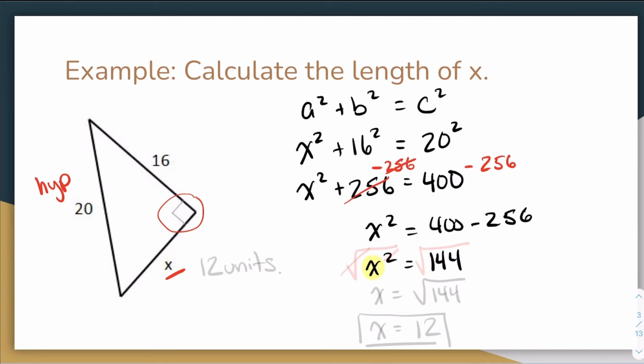The opposite of squaring something is square root. So I'm going to do that to both sides. My square root cancels out my square, and I'm left with x equals the square root of 144. If I put that into my calculator, I get x equals 12. So the length of x is 12 units.